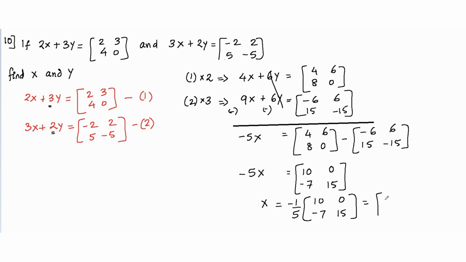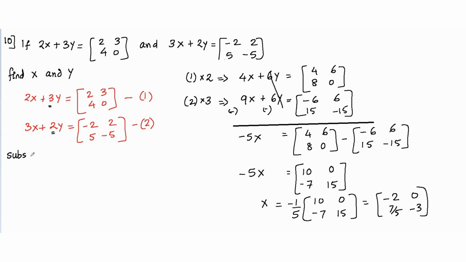Negative 1/5 of 10 is negative 2. Negative 1/5 of 0 is 0. Negative 1/5 of minus 7 is 7 by 5. And negative 1/5 of 15 is negative 3. So this is how I reach the value of x. Now I am going to substitute this value of x to get the value of y.